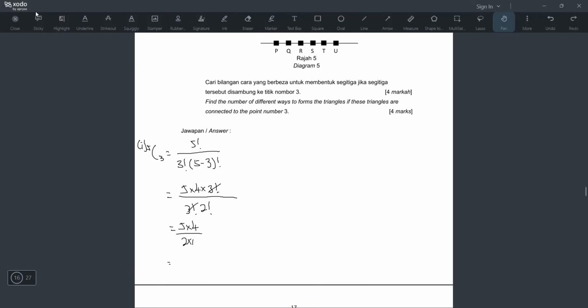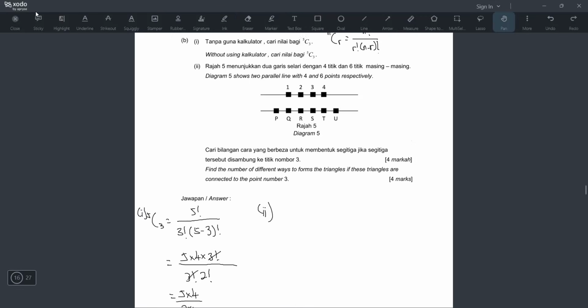And what is 5 times 4? 20. And then what is 2 times 1? 2. And then you will end up with 10. And that's the answer. Okay? So this is how you do it. Okay, now we continue with question number 2.